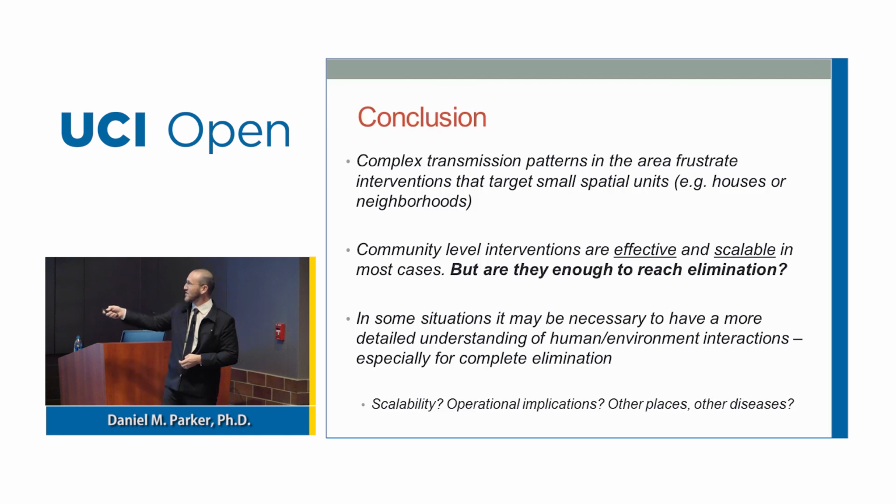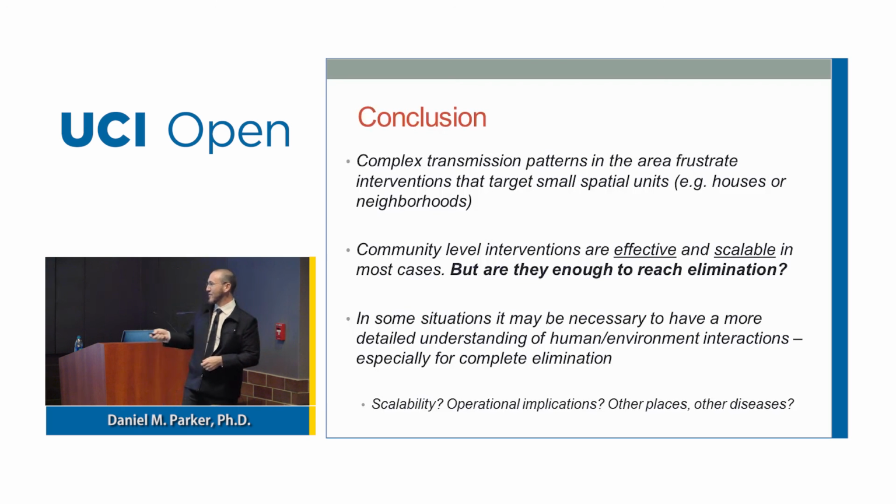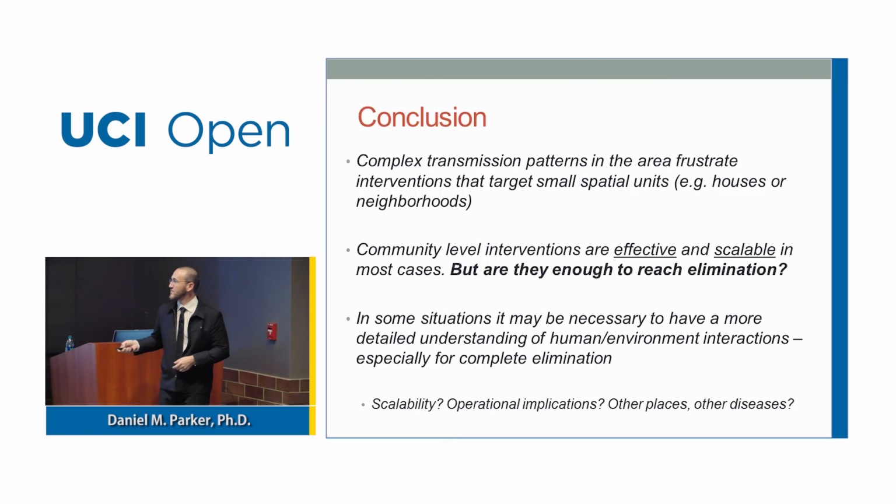And so in summary, complex transmission patterns make the small-scale targeted interventions very difficult to do. Community-level stuff works really well. It's effective, it's scalable, but it might not be enough to completely reach elimination. So I think what's warranted is some very detailed understanding of human-environment interactions. And then the questions are, is it scalable? Can we make it scalable? Are there operational implications? And can we do it with other places and other diseases?